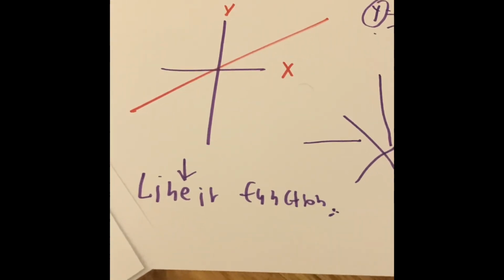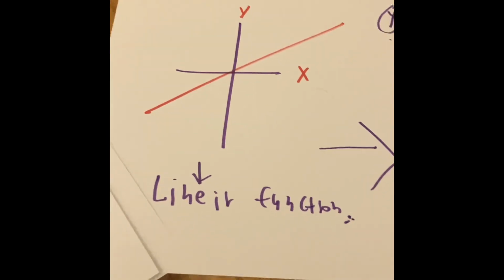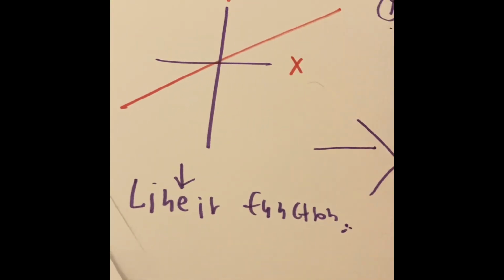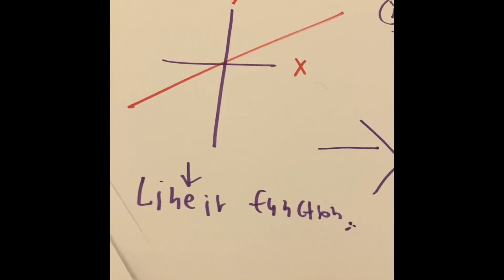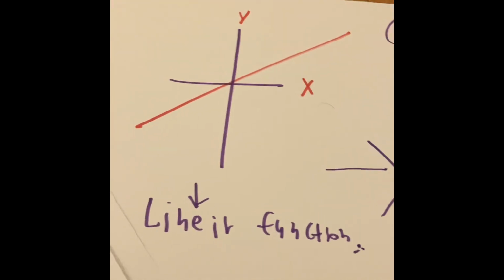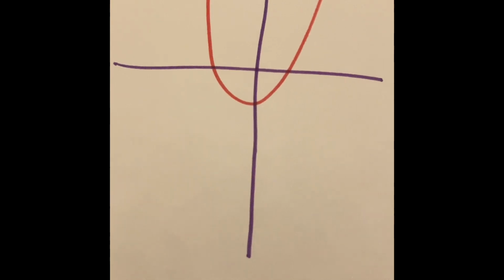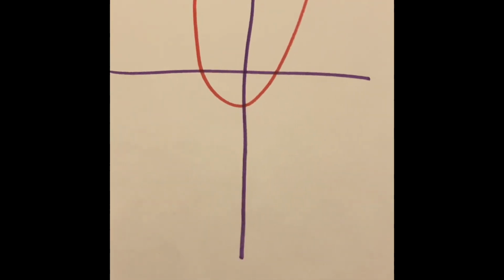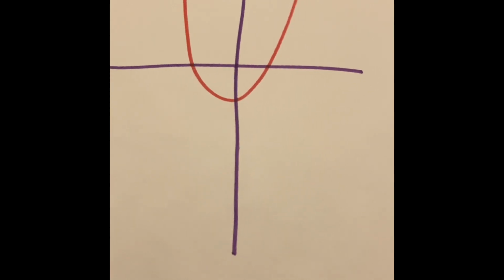So that's an example of a linear function, a line that's directly straight. Now let's move on to the next function. So, here is our next function. What do you think it is? Type in the comments below what you think this function is.